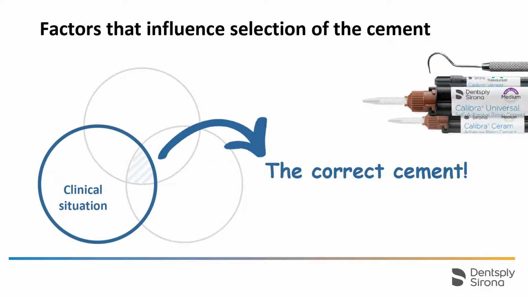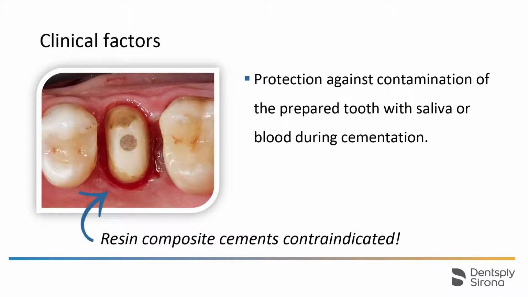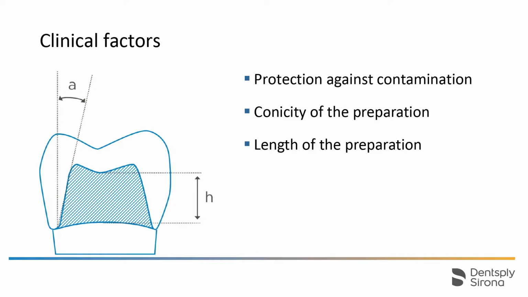Let us now take a look at the important clinical situations that influence selection of the cement. You have already got to know an important aspect that influences selection of the cement, namely protection of the tooth to be treated against contamination with saliva or blood. If a tooth cannot be kept dry during the cementation procedure, a powder liquid cement is then indicated. However, this is not the only factor to be taken into consideration. An important factor for selection of the cement is also how much retention is available to ensure anchorage of the restoration.